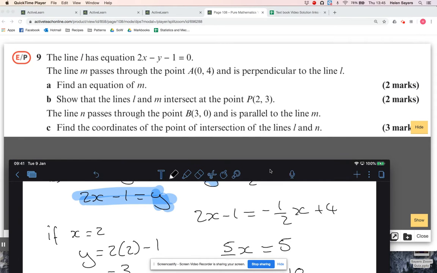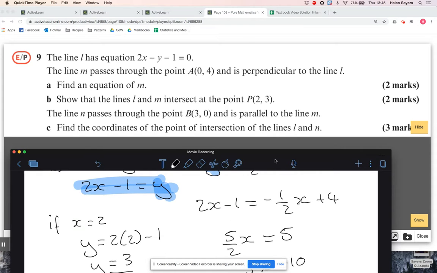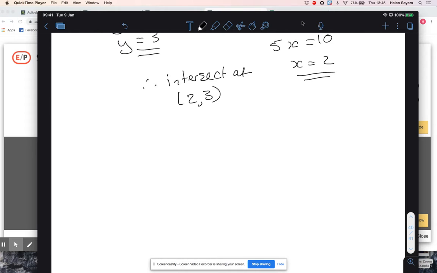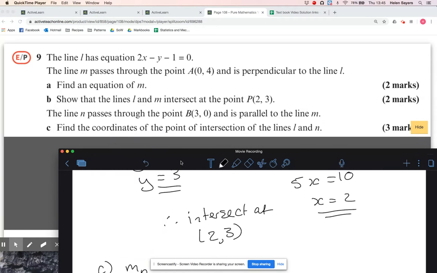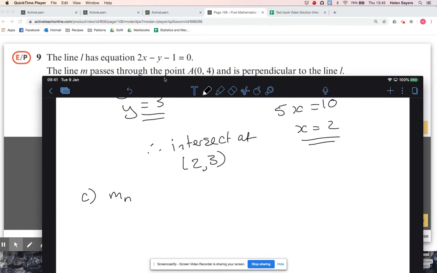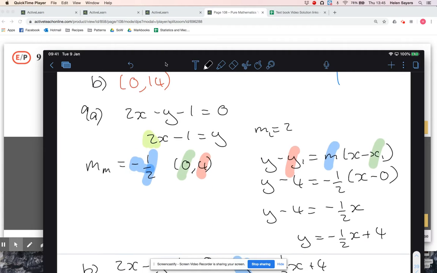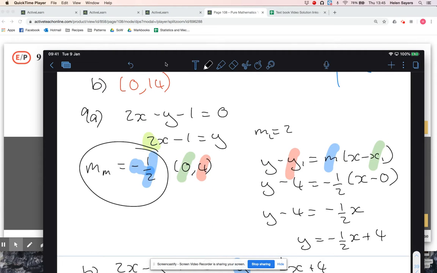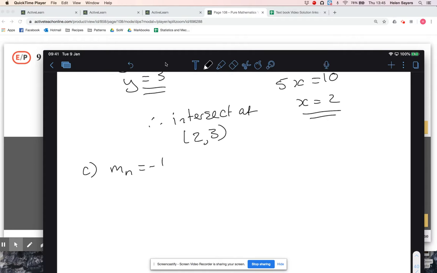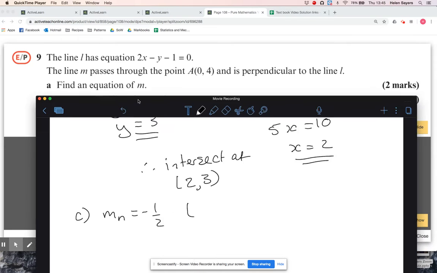Okay, the line N, a new line, passes through 3, 0 and is parallel to M, and we need to find where L and N cross. We've got to make sure we're careful about which one's which. First of all, let's get the equation of this new line N. N was parallel to M, and M had a gradient of minus 1/2. If they're parallel, they've got the same gradient, and this new line N goes through 3, 0.